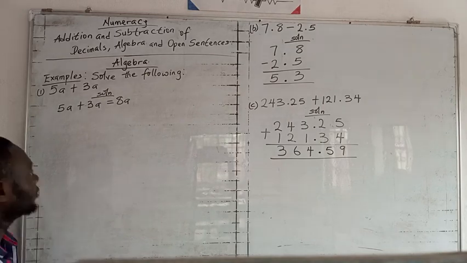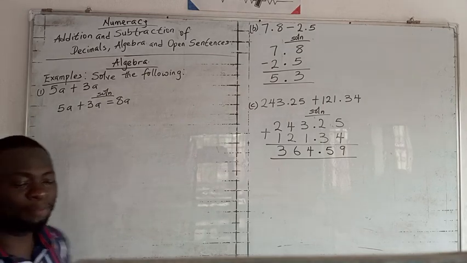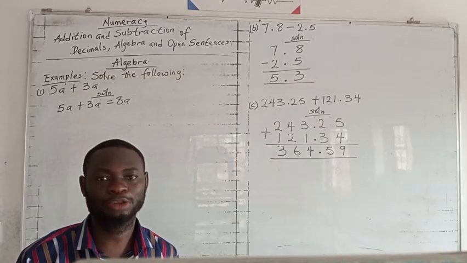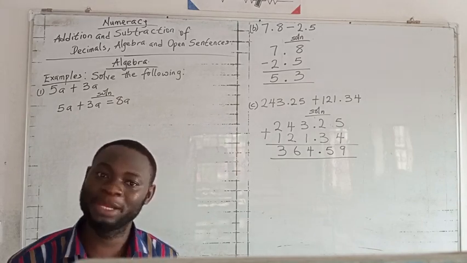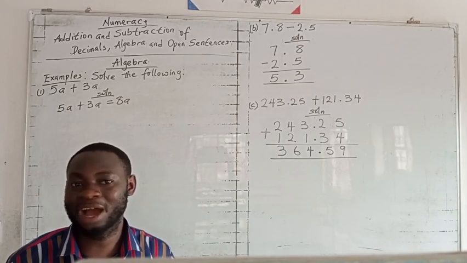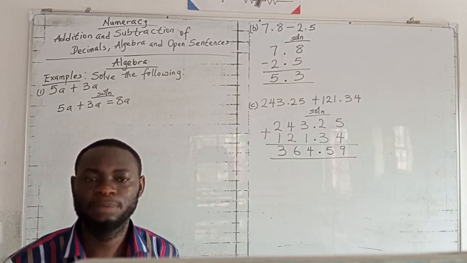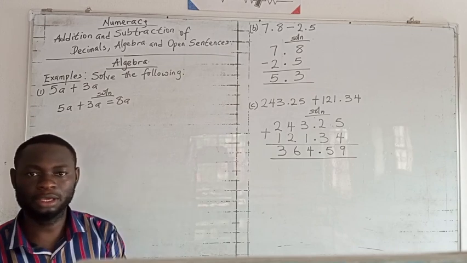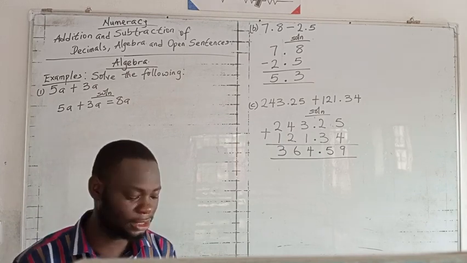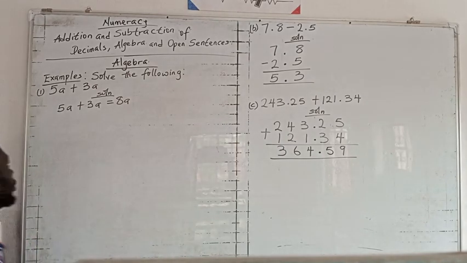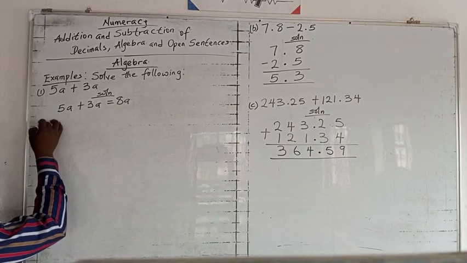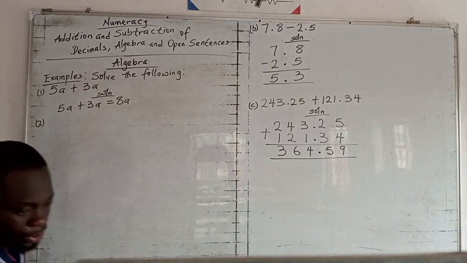Okay? It's just like saying that your mom bought 5 pizzas for you and also bought another 3 pizzas for you. How many pizzas do you now have? Will you say you have 8? No, you won't say that. You say you have 8 pizzas. So 8a.